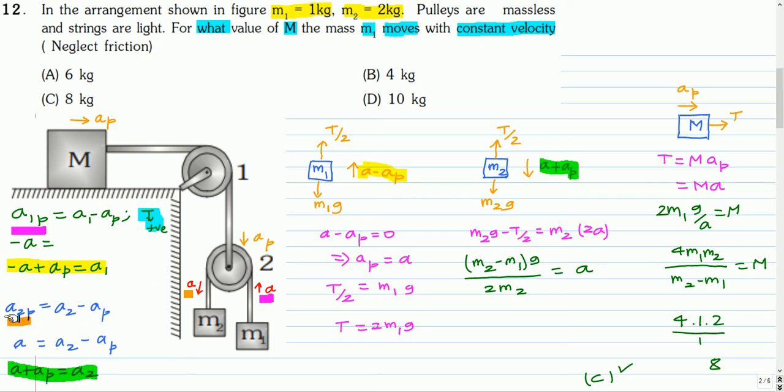Similarly, the acceleration of m2 with respect to the pulley is a2 minus ap, and the acceleration of m2 with respect to the pulley is a in the downward direction. Downward direction is positive, so it is a. So from this we get a2 as a plus ap.